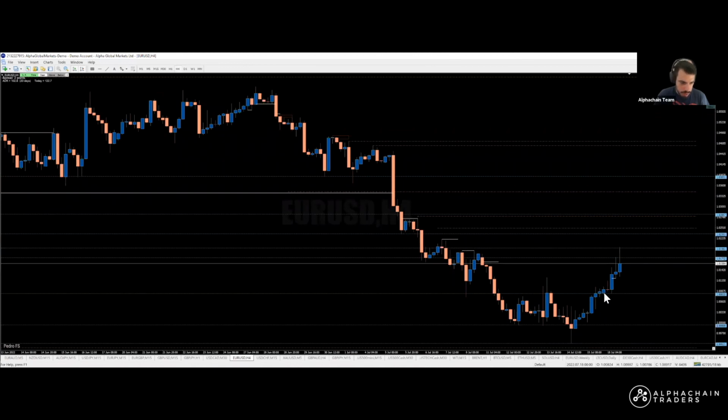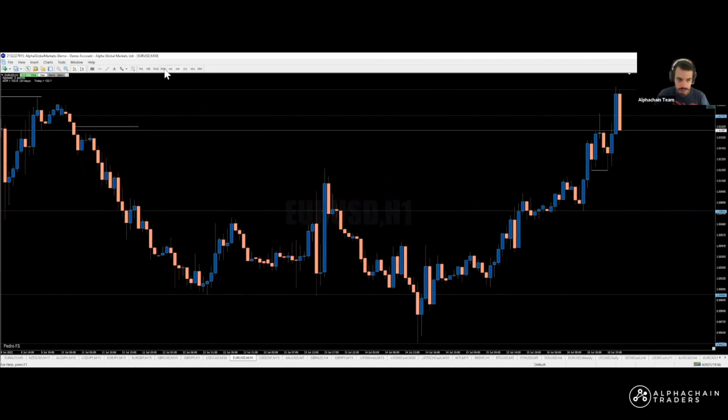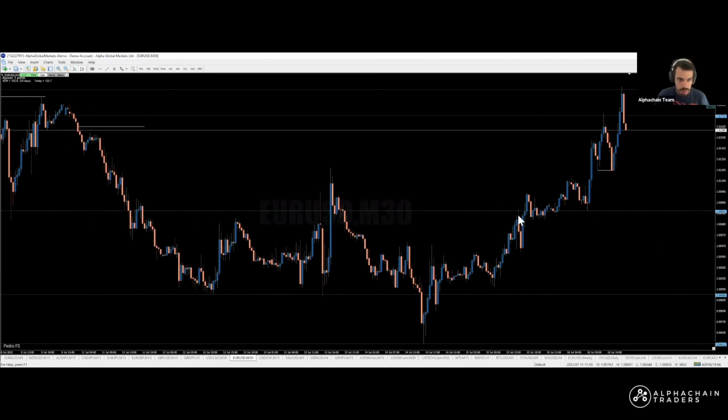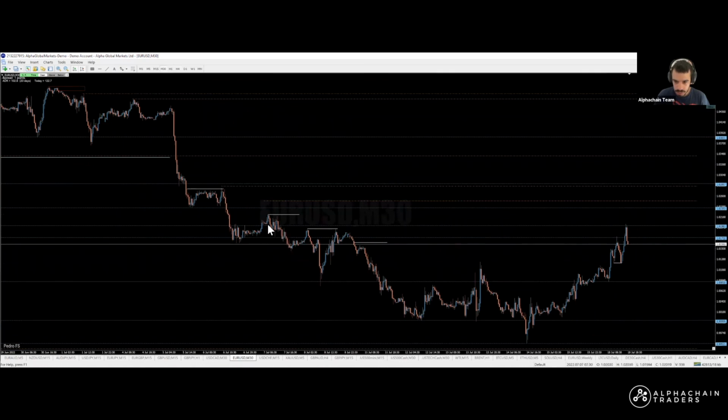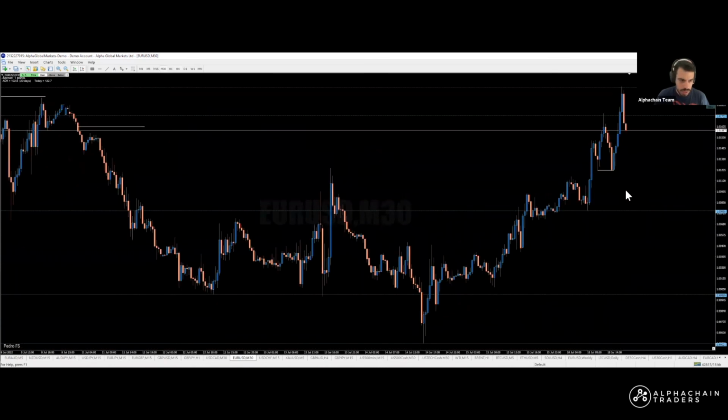Believe me, wicks, they are amazing. This one today, just before the one that opened, another beautiful wick that was left behind during the Asian session. There you go, shoot to the moon. They are ready to go. Believe me, wicks, they are beautiful. They are beautiful.